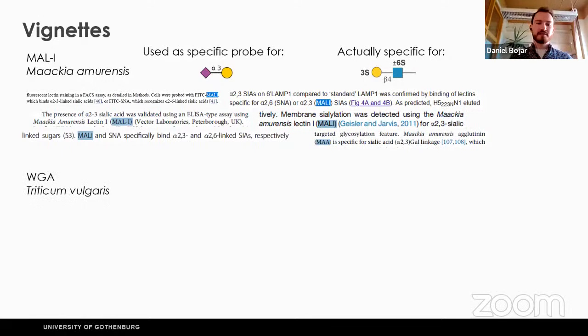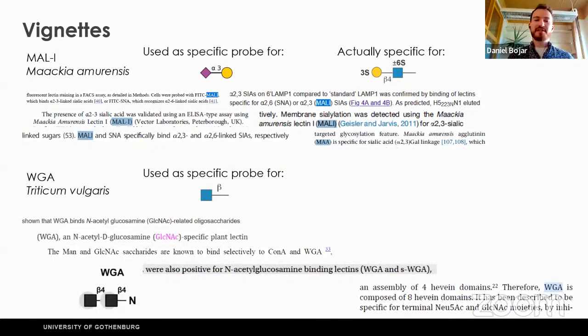The second example is WGA. It's a lectin from wheat. It's commonly used as a specific probe for beta-linked GlcNAc. However, it is being recognized that it also binds other things, predominantly sialic acid, but it's still frequently used as at least a semi-specific probe for that.